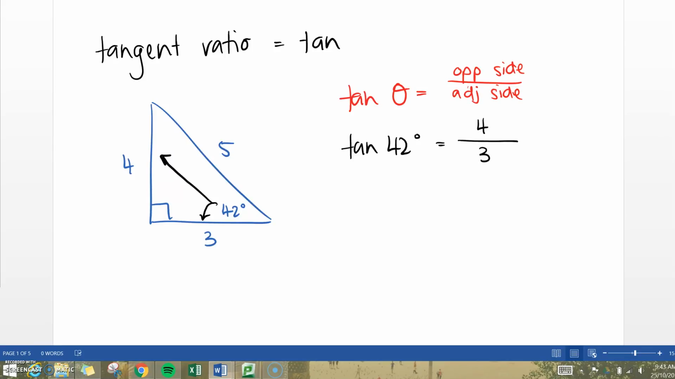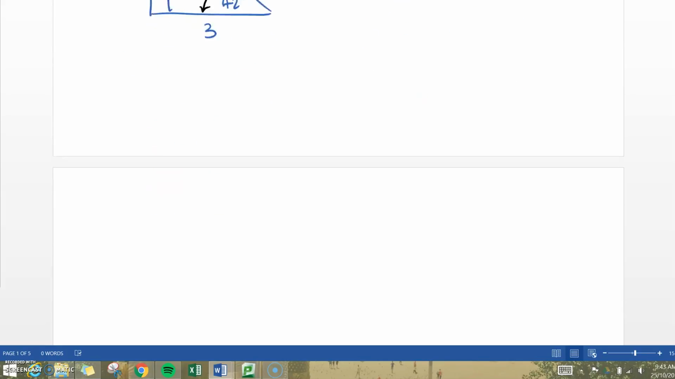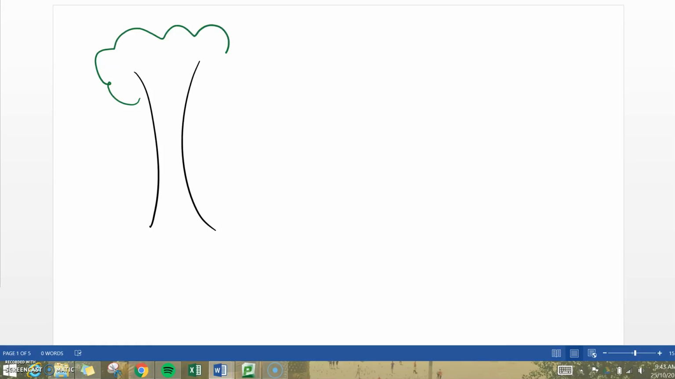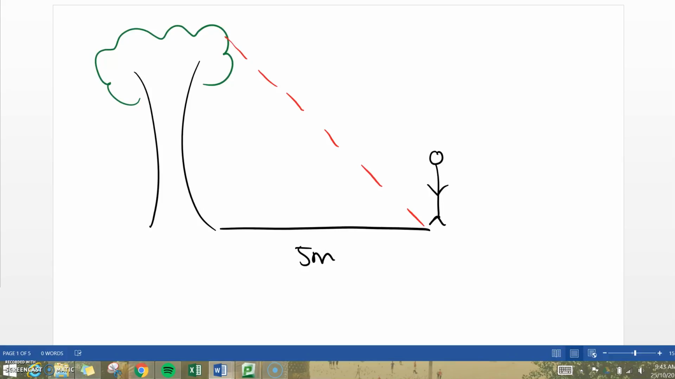We can use this information to actually help us find a side that we don't know. So for example, back to our tree scenario. Here's my tree. Okay. Now I've measured 5 meters, and that's how far I'm standing away from it. Okay. I look up to the top of the tree and I measure that angle. And that angle of elevation is 34 degrees. How tall is the tree? Okay, so this length here is x. You might be able to see we've got a nice right-angled triangle here.